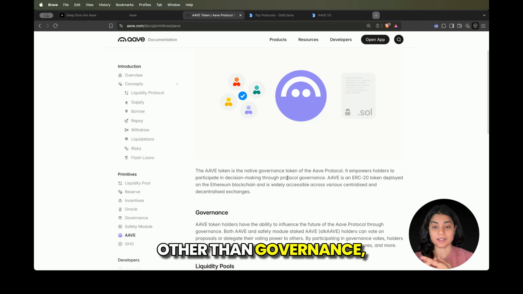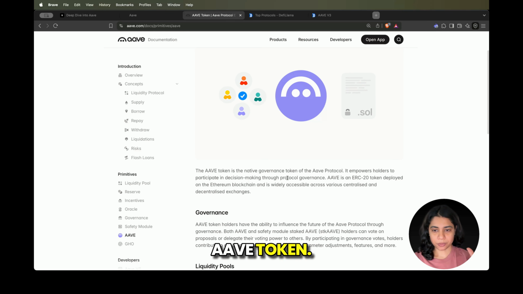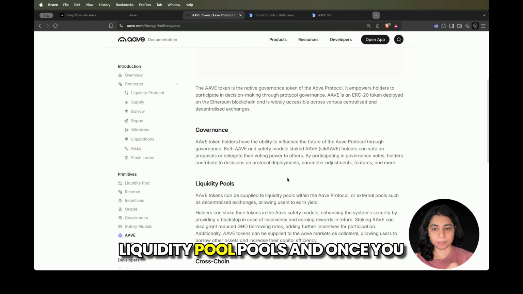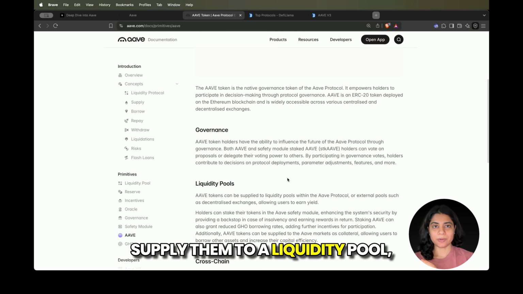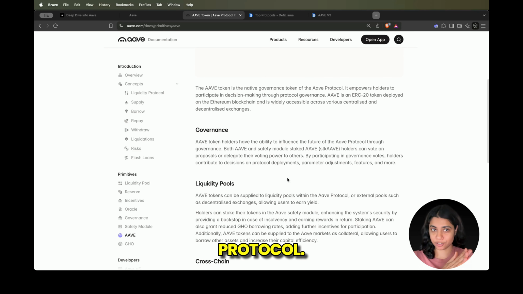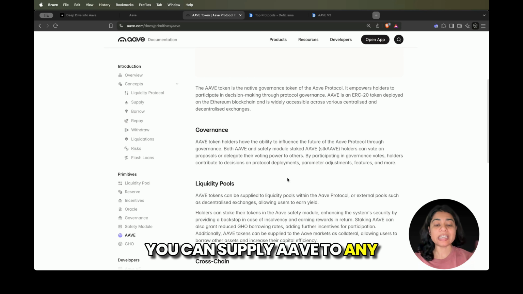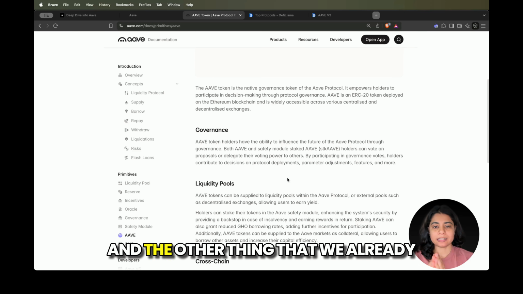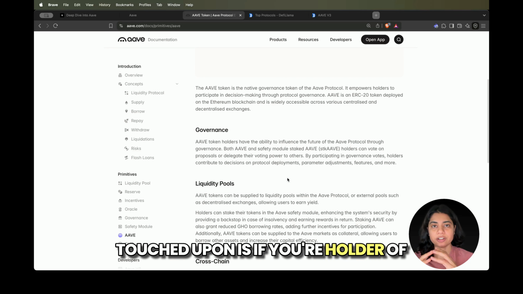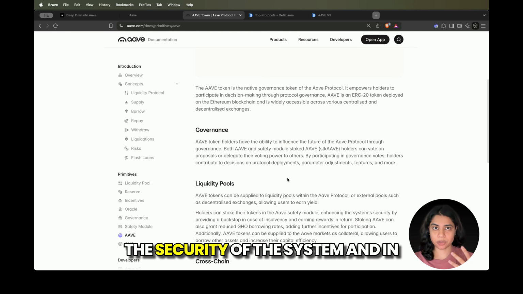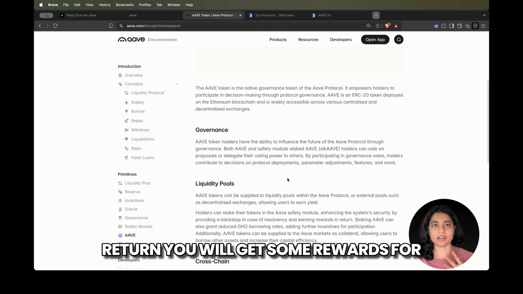Now let's see, other than governance, what are the utilities of the Aave token? The other utility is that these Aave tokens can be supplied to liquidity pools. And once you supply them to a liquidity pool, you can earn yields on top of it. And not just to the Aave protocol, you can supply Aave to any of the DEXs or any other app in the DeFi space. And the other thing that we already touched upon is if you're a holder of Aave, you can stake your tokens in the Aave safety module, which will enhance the security of the system. And in return, you will get some rewards for securing the system.